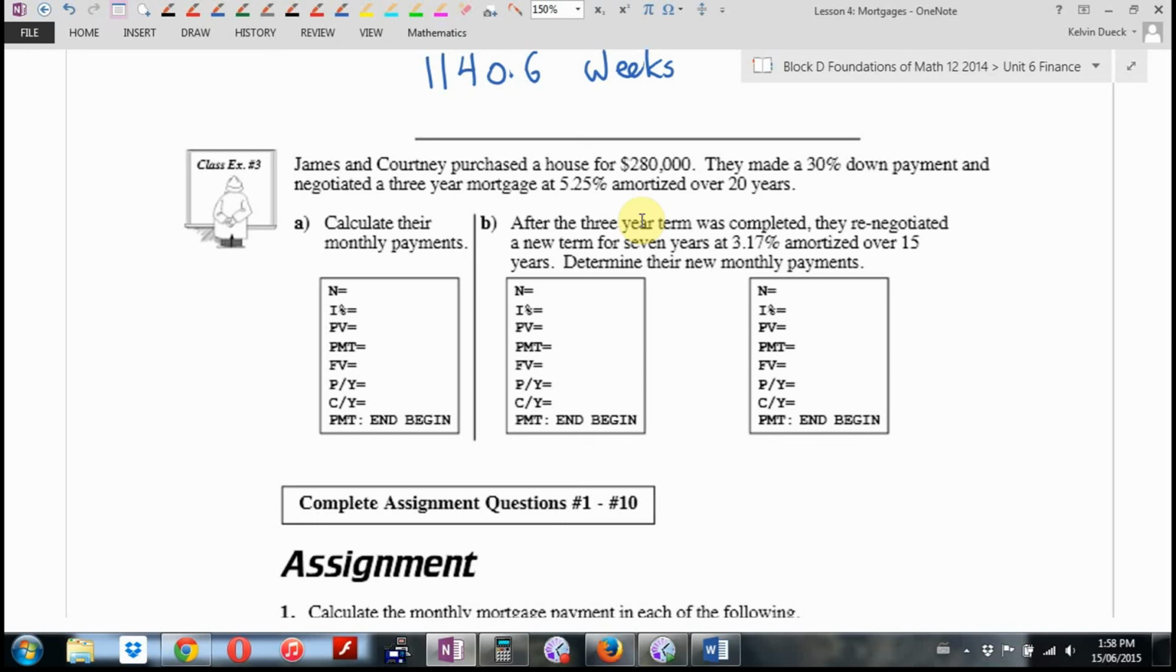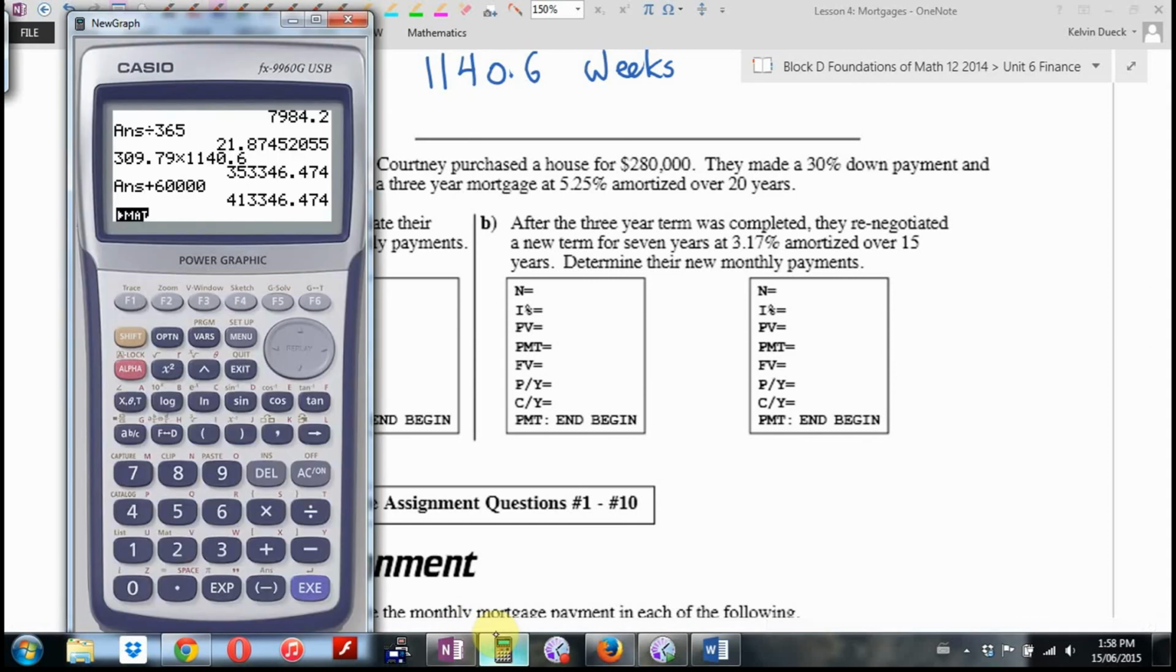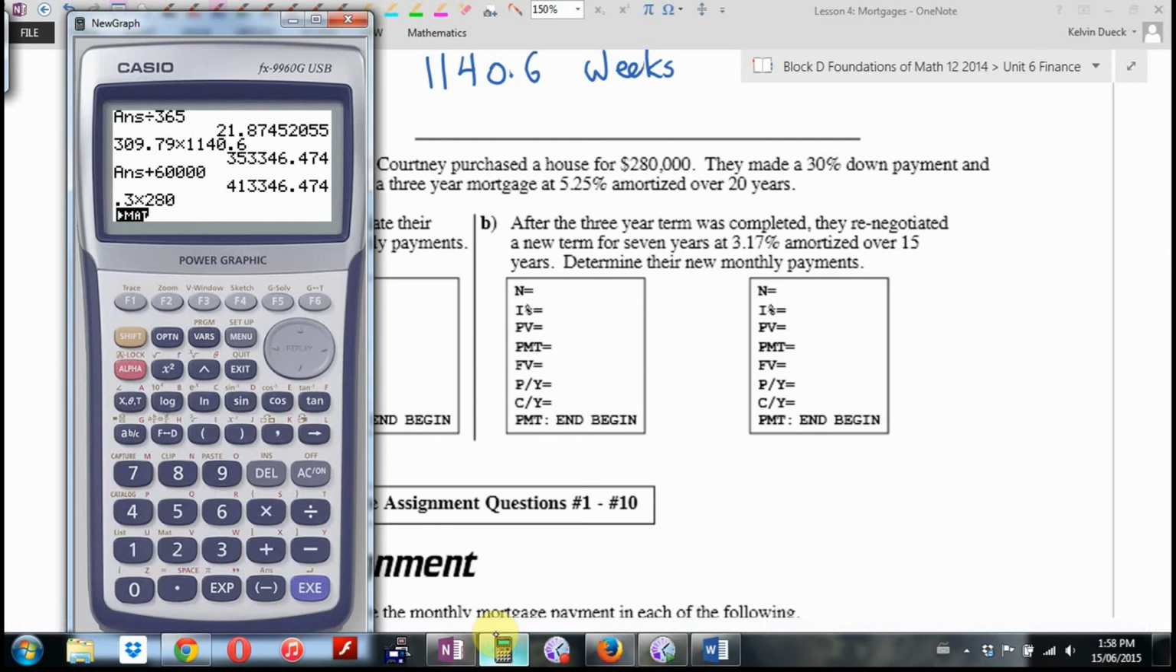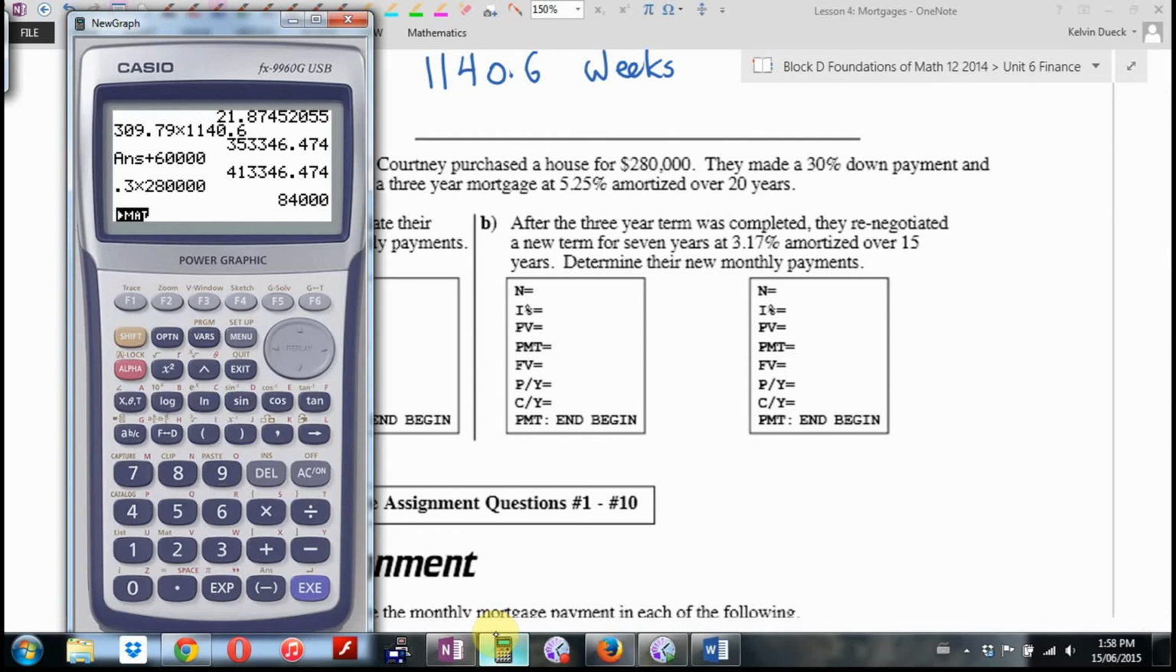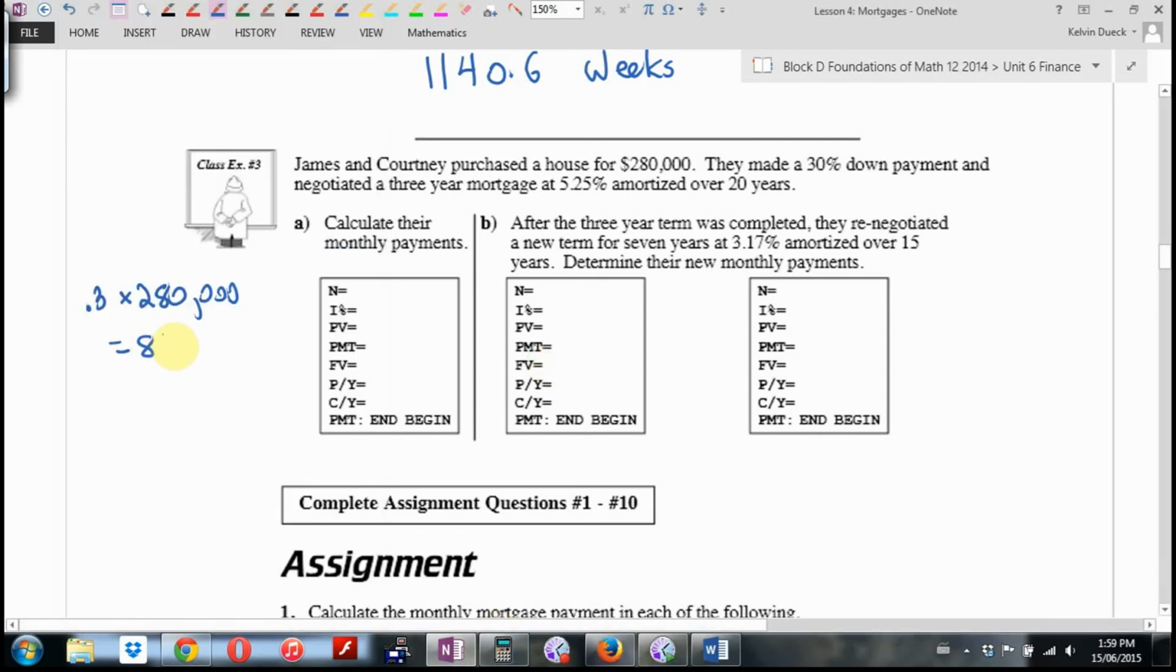James and Courtney purchased a house for $280,000. They made a 30% down payment. Let's figure that out first of all. So the down payment is 30% times $280,000. The down payment is 0.3 times $280,000. So they managed to put down $84,000.